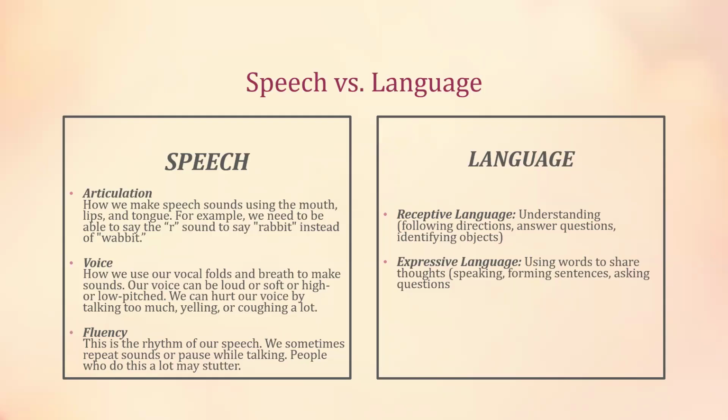Within language, there is receptive language, which is understanding, the ability for the child to understand what is being said to them. This can be demonstrated in following directions, answering questions when asked, and also being able to identify objects. Expressive language is when a child uses words to share thoughts, such as speaking, forming sentences, and asking questions.